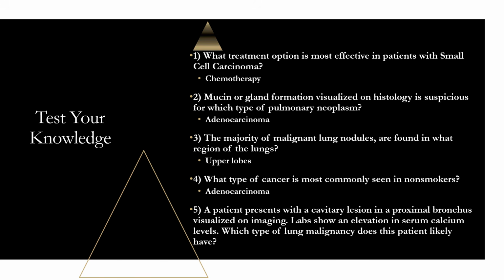And then finally, question 5, a patient presents with a cavitary lesion in a proximal bronchus that's visualized on imaging. Labs show an elevation in serum calcium levels. Which type of lung malignancy does this patient likely have? So remember, that's going to be your squamous cell carcinoma. Remember, cavitary lesion, C. Remember, squamous cell, all about your C's. Instead of the Q, it's going to be a C. So cavitary lesions, that's that central mass that we saw, that proximal bronchus, and then serum calcium hypercalcemia is your other C. So remember, squamous cell carcinoma.